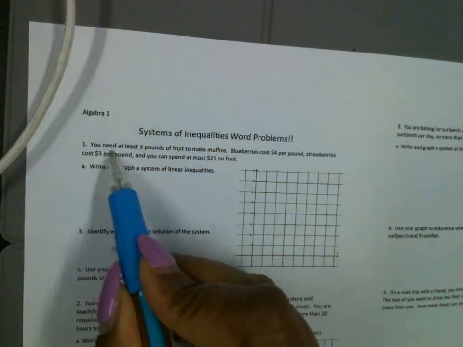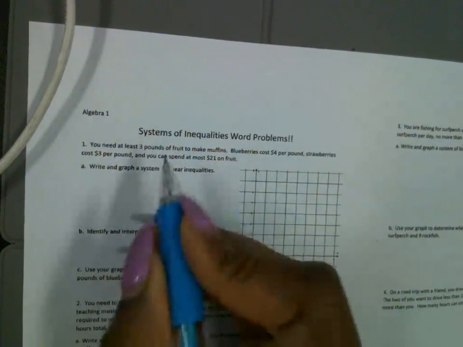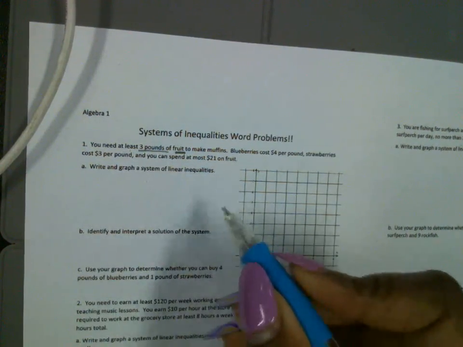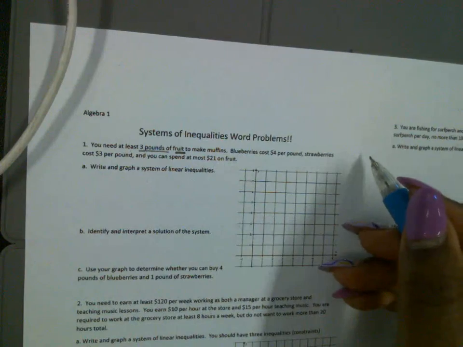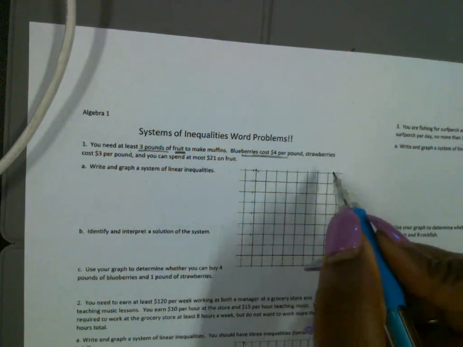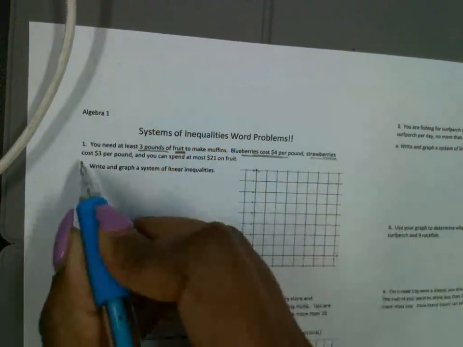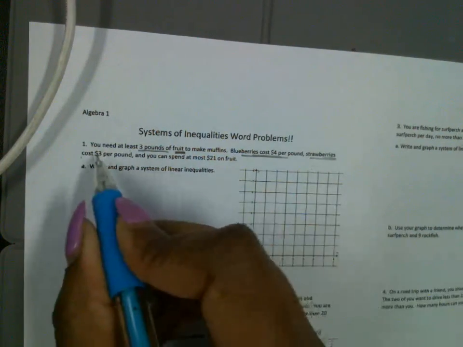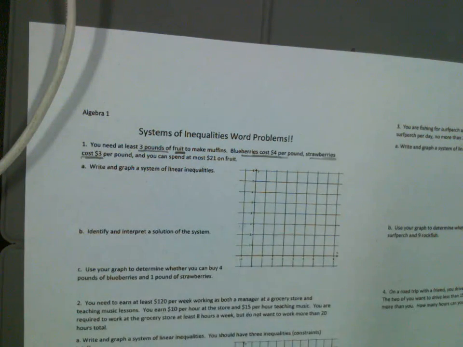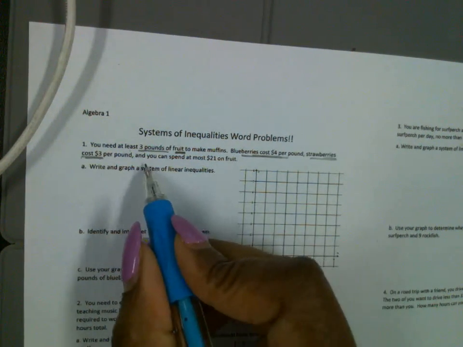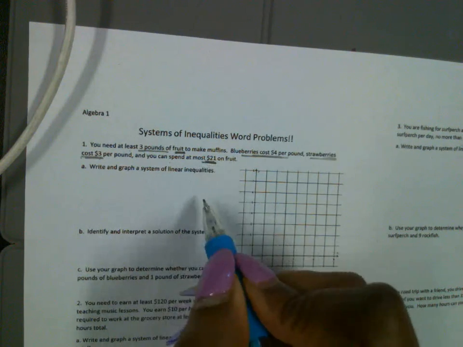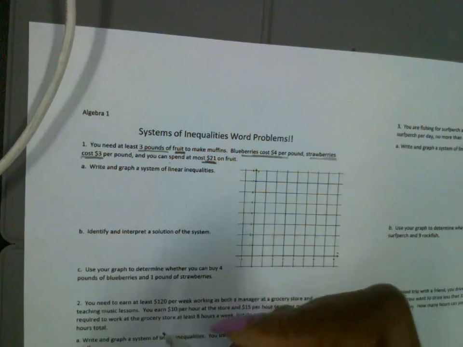All right, you need at the very least 3 pounds of fruit. Doesn't say what kind of fruit yet, to make muffins. Now it says blueberry muffins cost $4 per pound, and strawberries cost $3 per pound. Okay, so now we have 2 different fruits that we're using. You can spend at most, that means you can't go over, $21 on fruit.